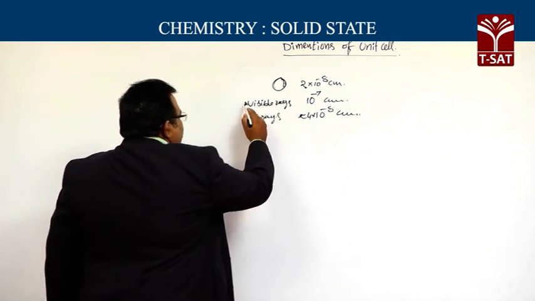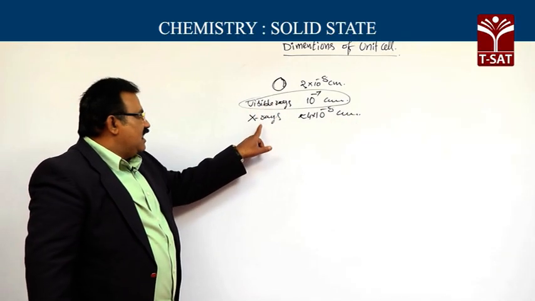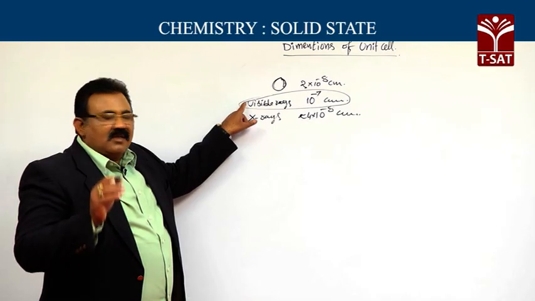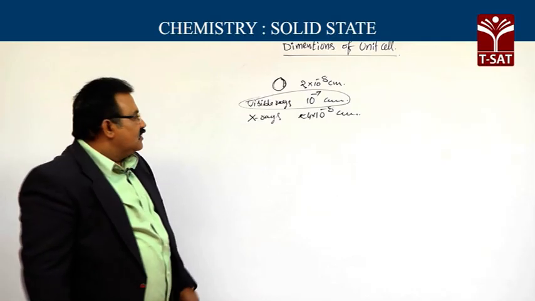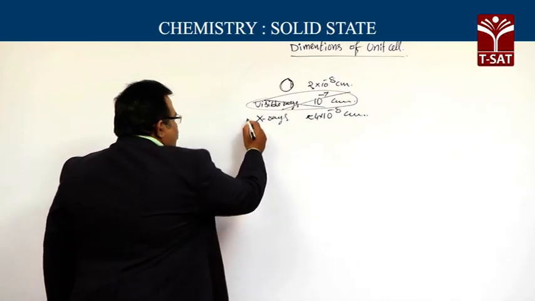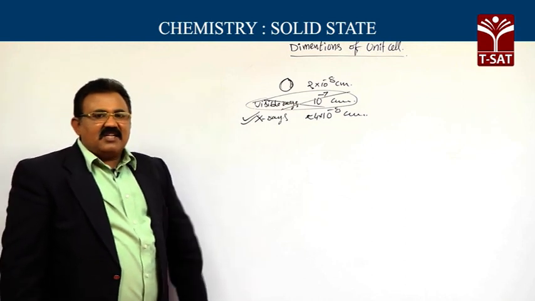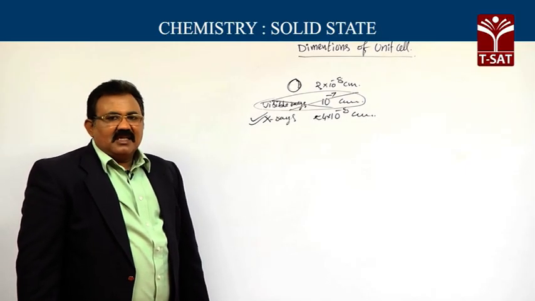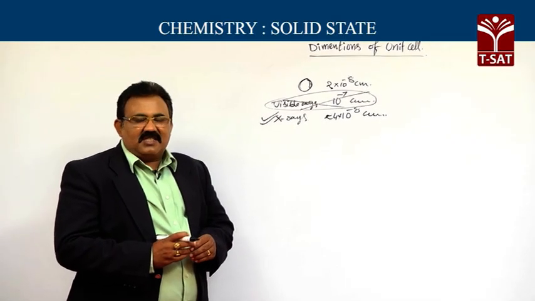So, visible rays have more wavelength than X-rays. So, visible rays are not useful to locate the spheres in the crystal. That is why in crystal structure determination, X-rays are used. X-ray diffraction studies conducted by Bragg give information about the complicated structures of crystals.